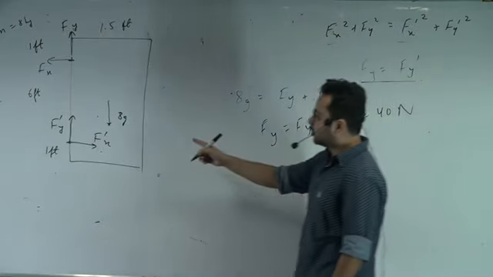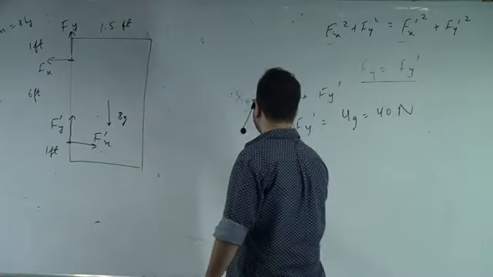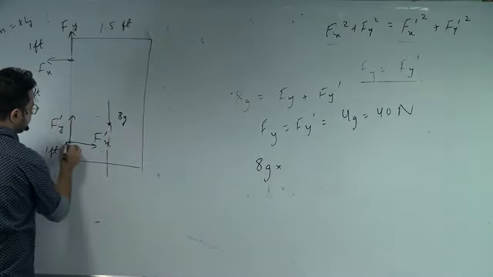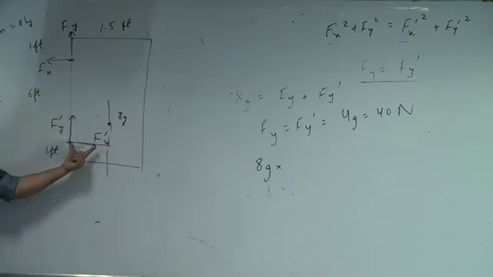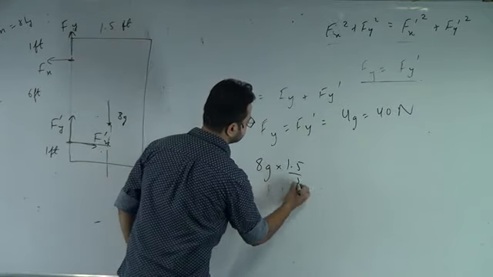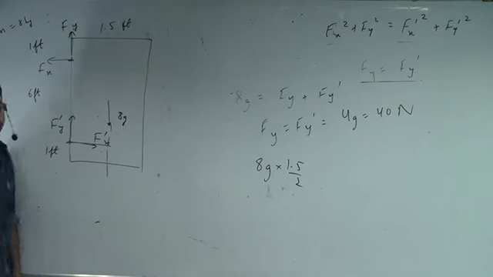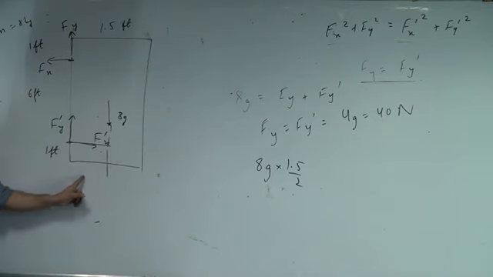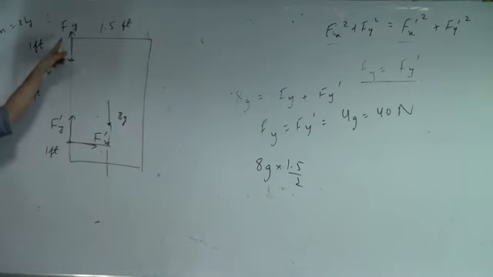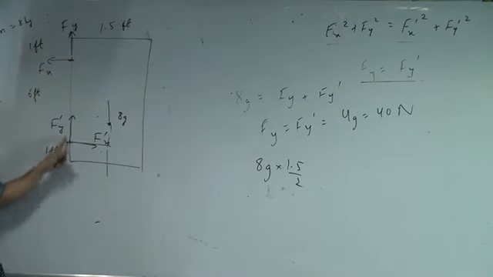So what is the torque of the weight? The torque of the weight would be 80g. Extend the line of action of force, drop a perpendicular. So I need this length. How much is that? 1.5 by 2. Alright, and that torque is clockwise. Now this torque will be balanced by which torque? Fx ka torque. Fy will have no torque as it passes through the point.